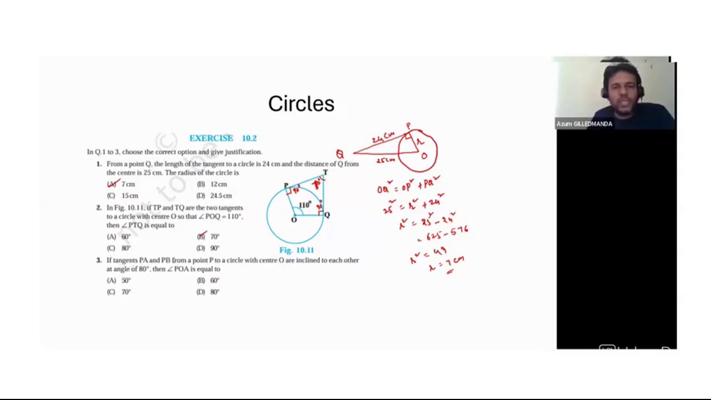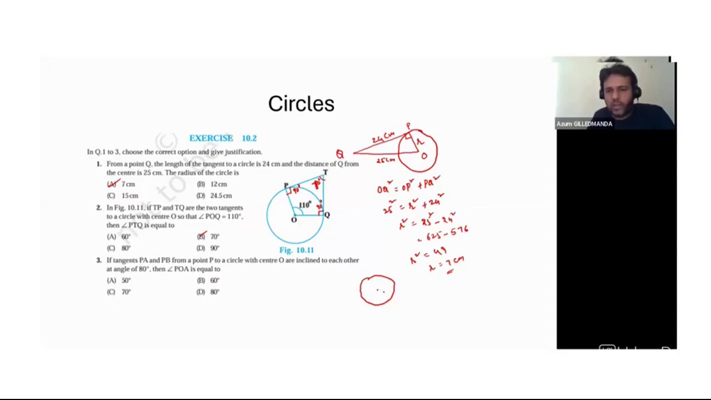If tangents PA and PB from a point P to a circle with center O are inclined to each other at an angle 80, then what is angle POA? Same problem, but let's draw the diagram. Then you can answer it easily. Okay, we have a circle. They are saying if tangents PA and PB.